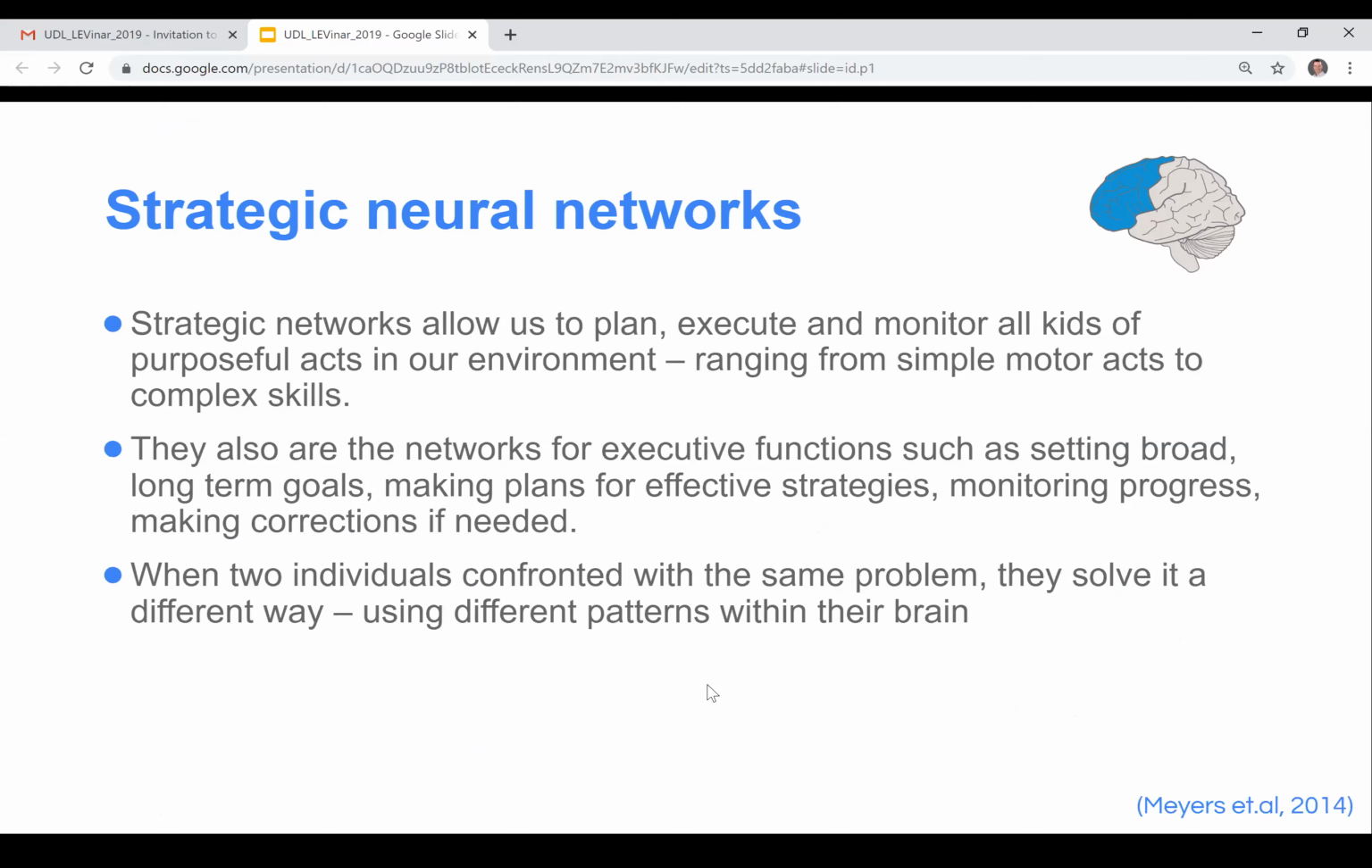Now we're moving on to the strategic neural network. This is the part of your brain that helps us plan and organize and execute and monitor all kinds of purposeful acts in our environment, ranging from simple to complex tasks. This is also where our executive functions are housed, essentially. So helping make plans for effective strategies or monitoring progress. When two people are confronted with the same problem, they may solve it in a different way using different patterns in their brain.